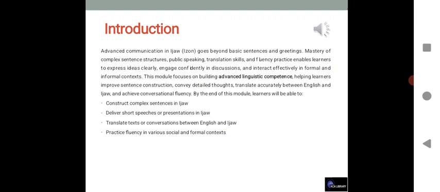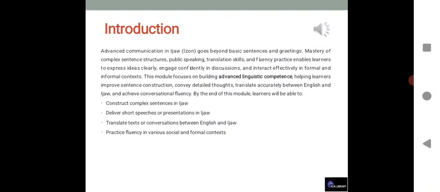This module is designed to strengthen advanced linguistic competence by focusing on 4 key areas: complex sentence construction, public speaking, translation skills, and fluency development. Each of these areas contributes to building confidence and accuracy in language use. Complex sentence construction enables learners to combine ideas, use connectors, and express cause and effect, conditions, and sequences more clearly in Ijaw. This skill is essential for moving beyond short statements to more developed and meaningful communication.